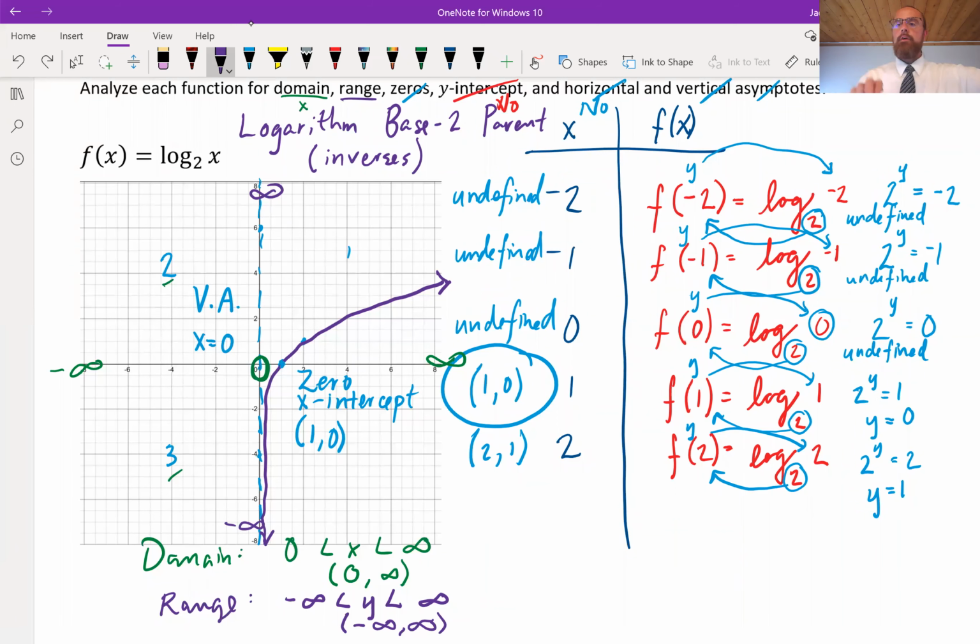Okay, so that's 2 of our examples. We'll pause here and allow you to go work on some of the graphs and analyses of your parent functions. And we'll come back in a moment for examples 3 and 4.